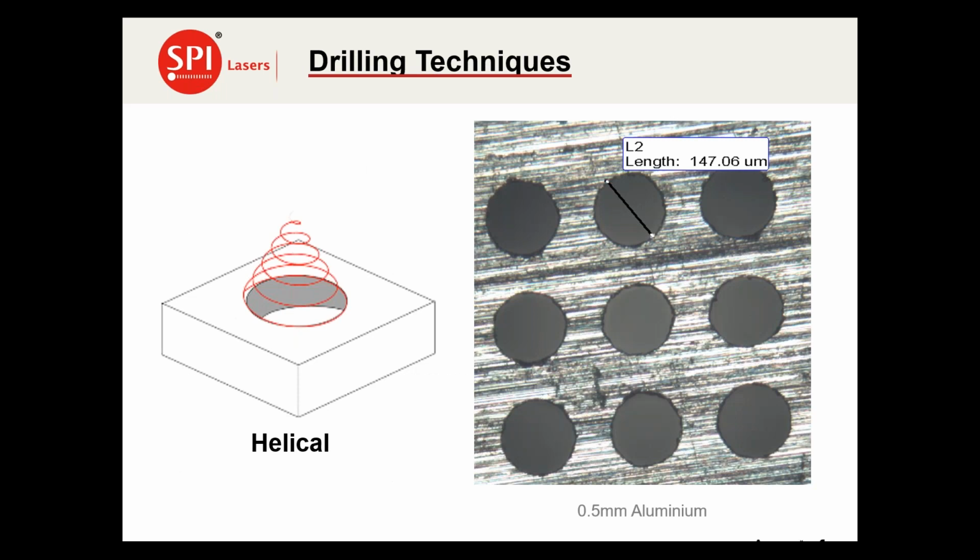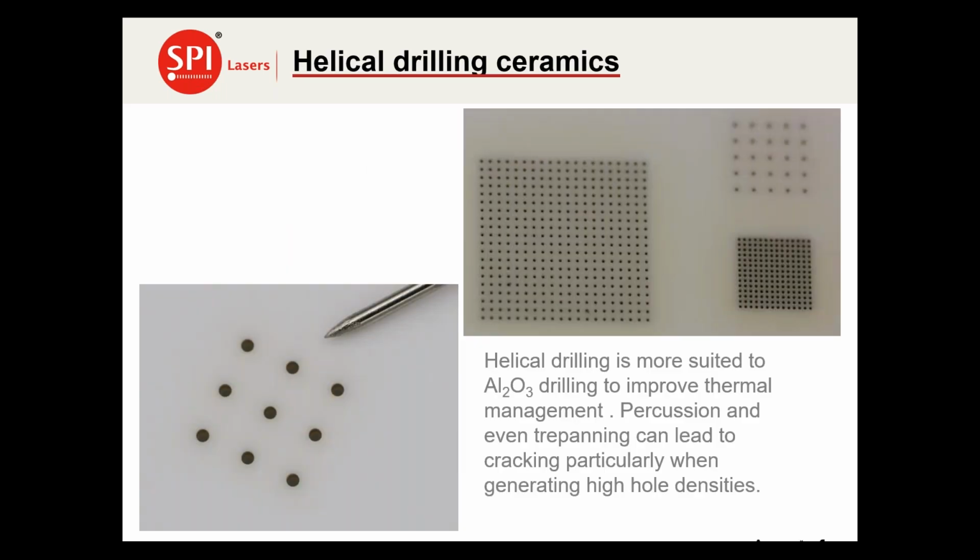A more complicated technique is helical drilling, where we're basically spiraling outwards. And here are some examples of 0.5 millimeter thick aluminium, really nice. And again, this is alumina. So we said that trepanning wasn't the best way of doing it, but with helical drilling here we can create very dense arrays of holes in alumina. This is the standard 0.7 millimeter grade used in electronics, where we can create holes less than a diameter apart without cracking. So it's a really good process.